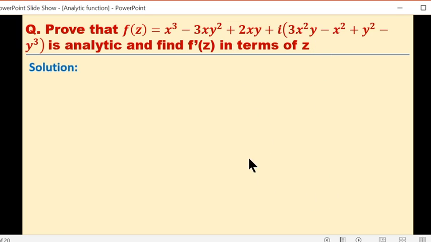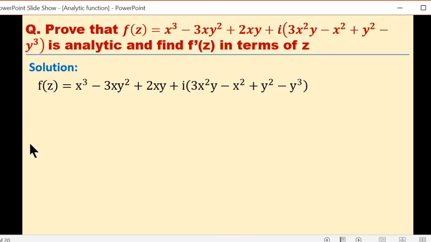Let us see the first one. We write down our f of z. So this is in terms of x and y, Cartesian form. To prove the function is analytic, which two conditions are there? The first condition is we have to show that this function satisfies Cauchy-Riemann equations in the Cartesian form. The second condition is partial derivatives of u and v should be continuous. Okay, so for Cauchy-Riemann equations as well as for the second condition we need the functions u and v. u is the real part and v is the imaginary part of f of z.